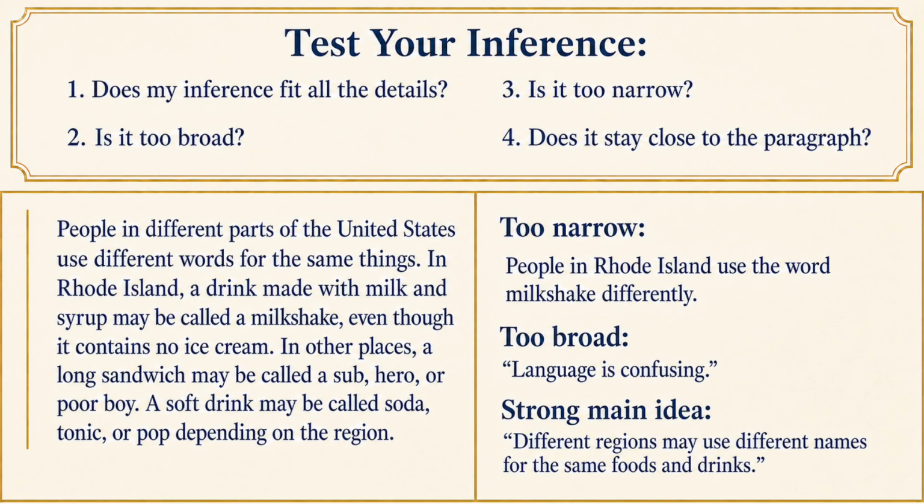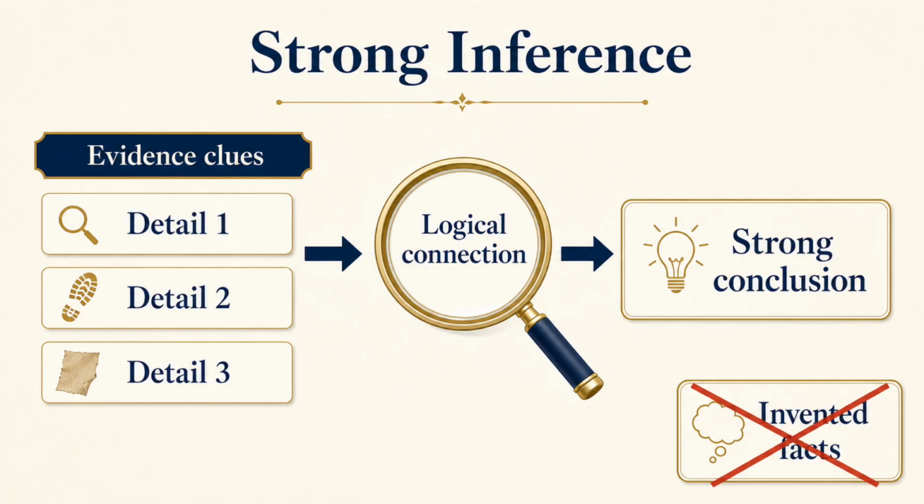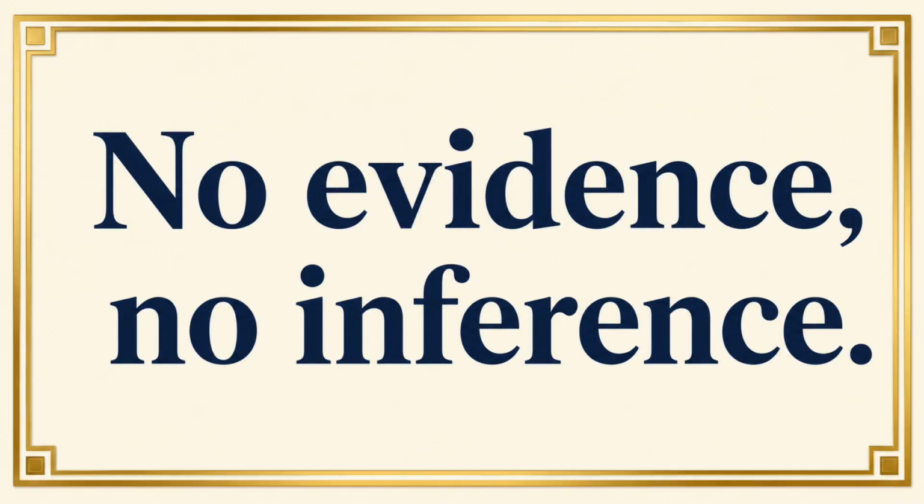Now, the next sentence is going to give us a stronger main idea. Different regions may use different names for the same food and drinks. This is strong because it covers the whole paragraph without going too far beyond the evidence. A strong inference is like a strong detective conclusion. It explains the evidence without inventing extra facts. Remember this: no evidence, then no inference.